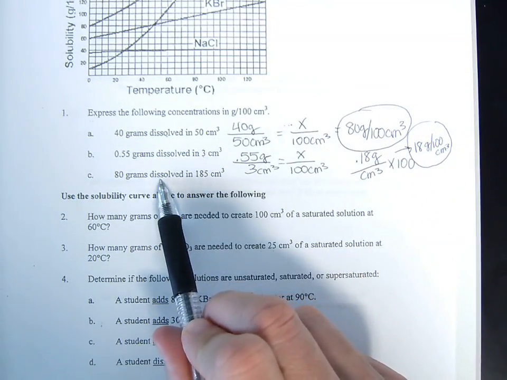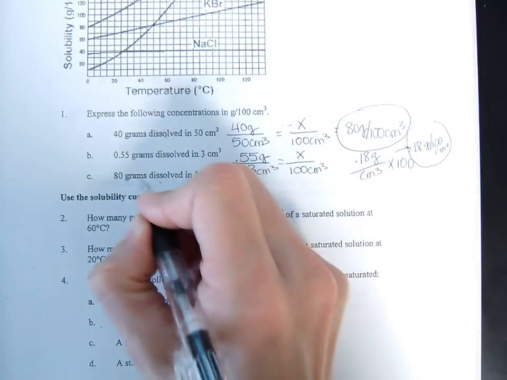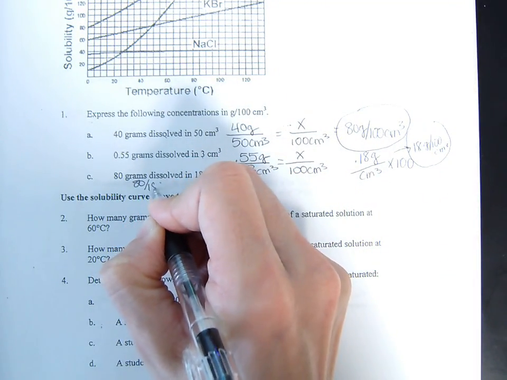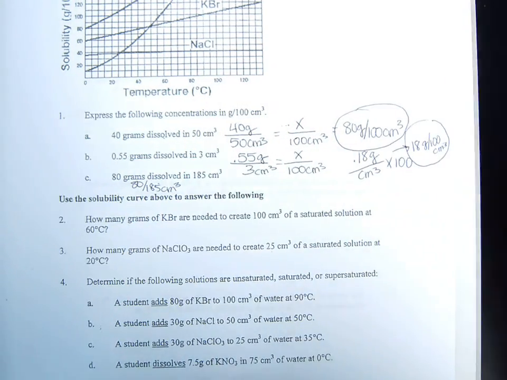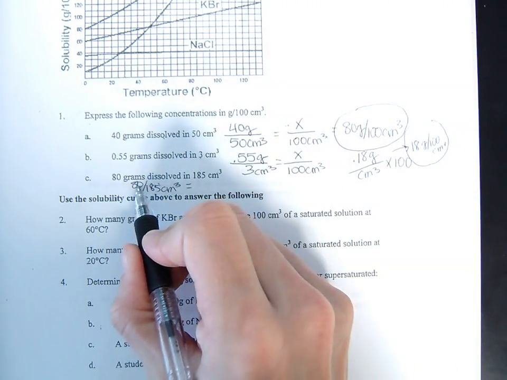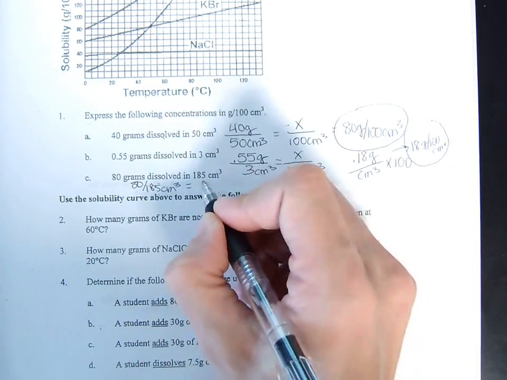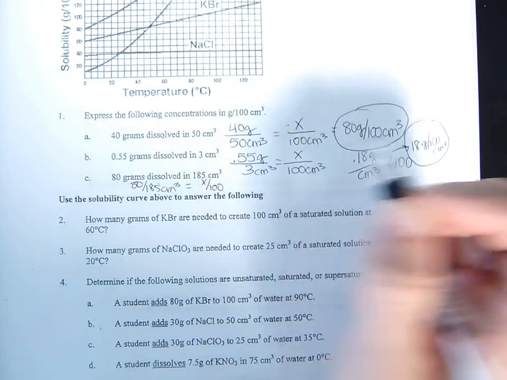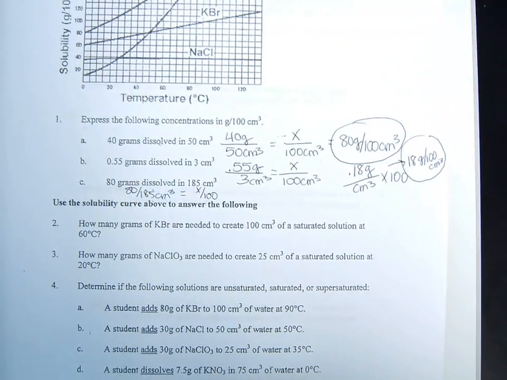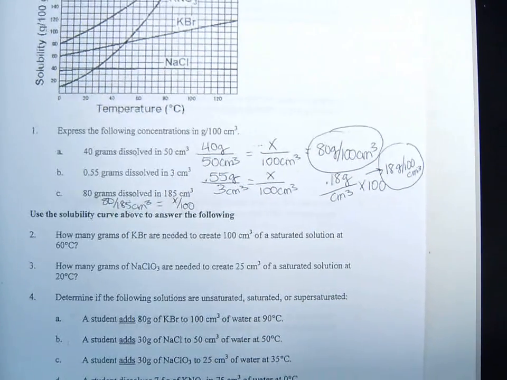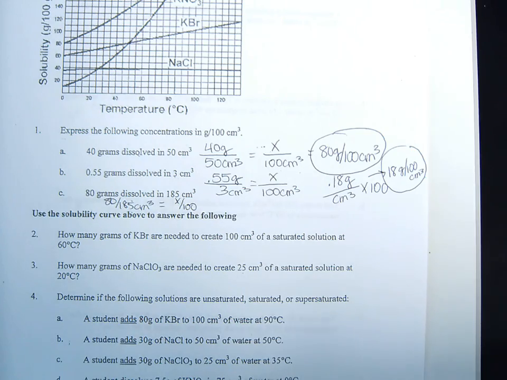And then C says we have 80 grams per 185 cubic centimeters. Again, you can just set up a proportion and say if 80 dissolves in 185, then how much dissolves in 100? I, again, really prefer to divide the whole thing all the way out and then multiply times 100. So I'm going to do 80 divided by 185.